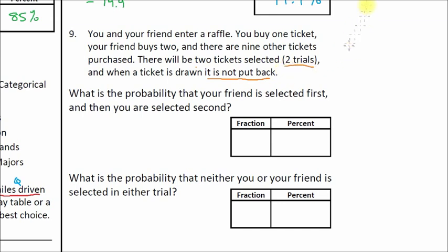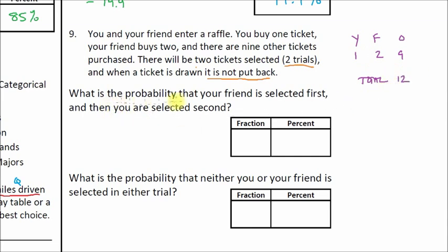And I'm going to write a little chart right here. This helps me out sometimes. Let's say you have 1 ticket. Your friend has 2 tickets. Other people have 9 tickets. And that means my total tickets are adding these together. 9, 10, 11, 12. We got a total of 12. That will help me with my probabilities.